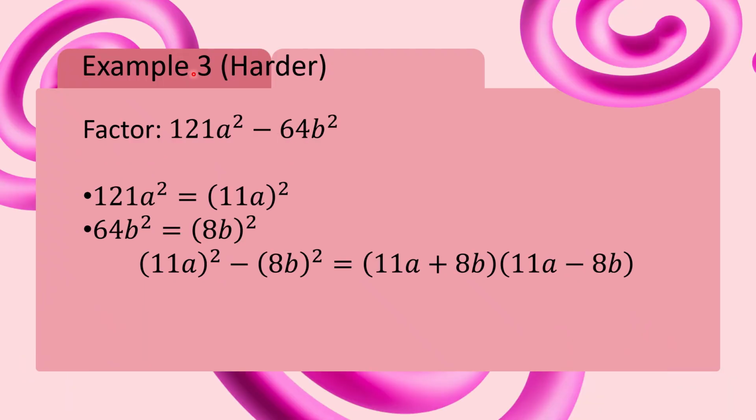Now let's have a harder one. Okay, 121a squared minus 64b squared. For 121a squared, the factor is 11a, okay? And for 64b squared, we have 8b, okay? So 11a squared minus 8b squared is equal to quantity 11a plus 8b times the quantity 11a minus 8b, all right?